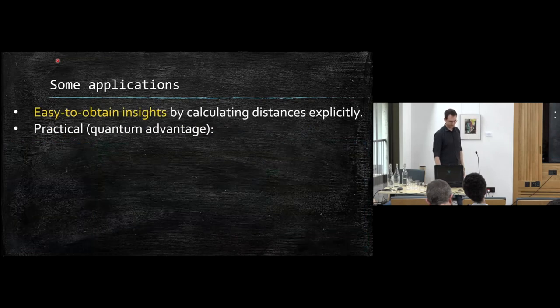And from a practical perspective, you can think about quantum advantage, where people often do random sampling experiments, like Google, for example.